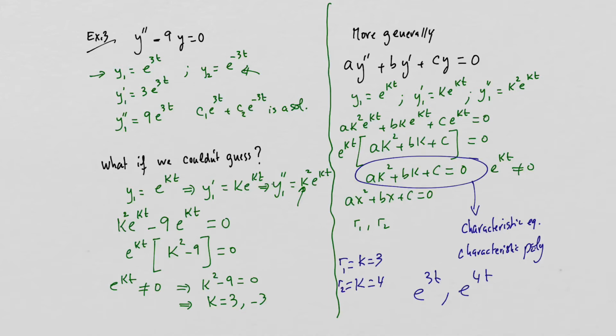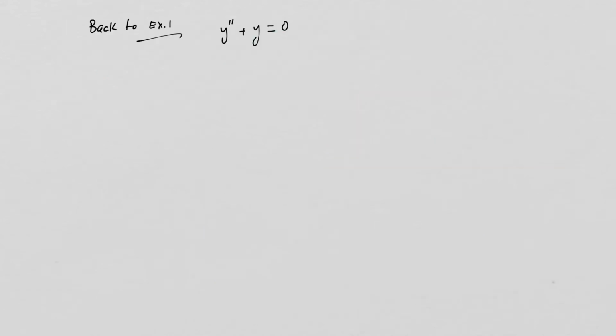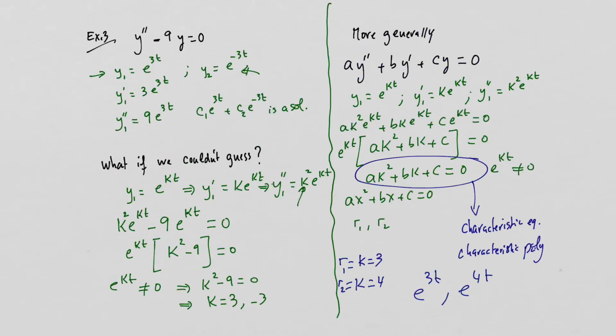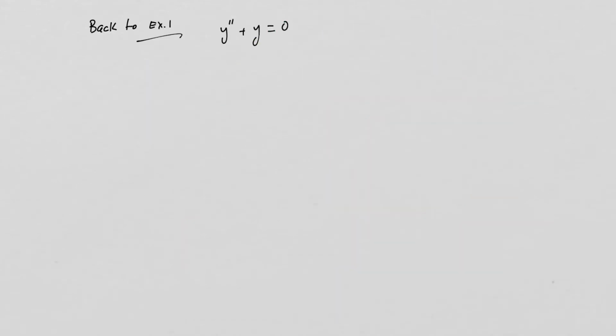So now the question becomes, what happens to the first one? I'll remind you. The very first one we did, not the second, but the first one, we guessed the sine and cosine function. We did not guess exponential functions. Well, how does that equate with what we got all the time? We got the exponential functions.